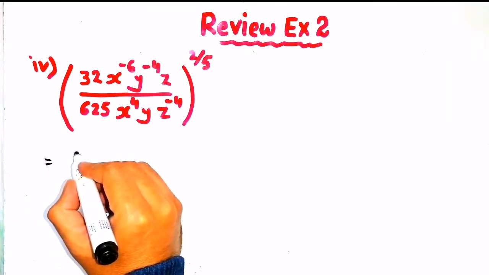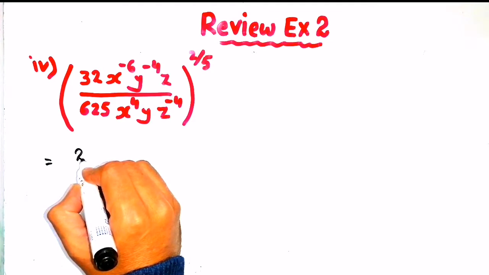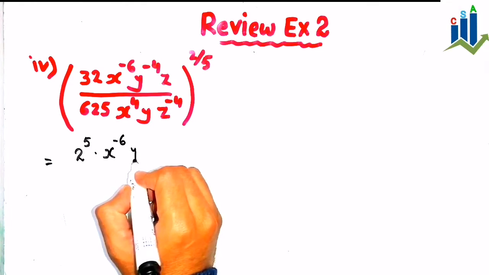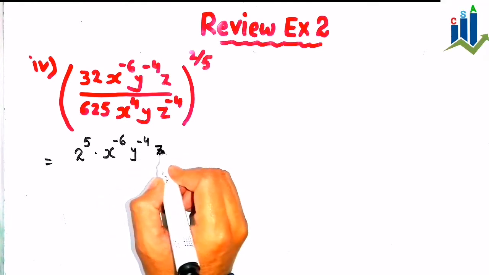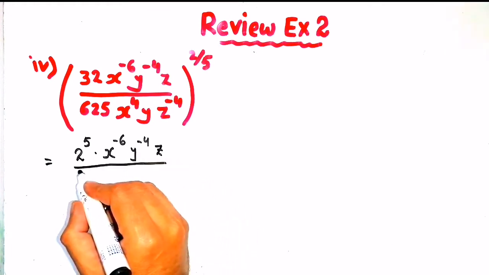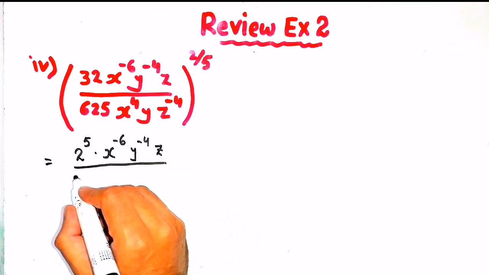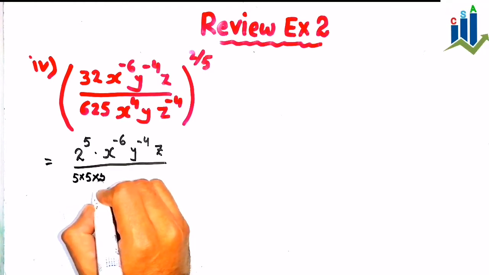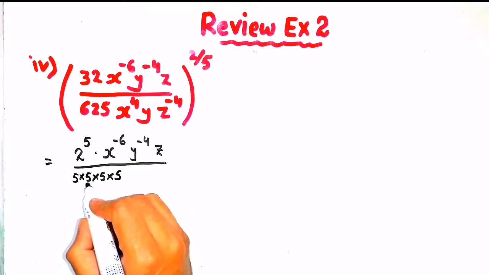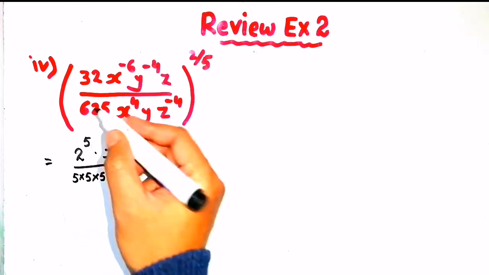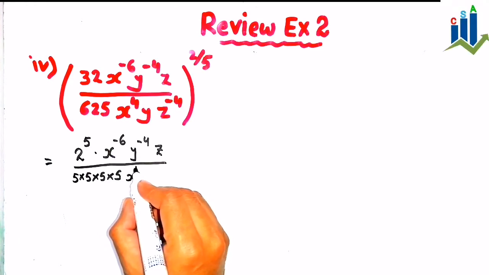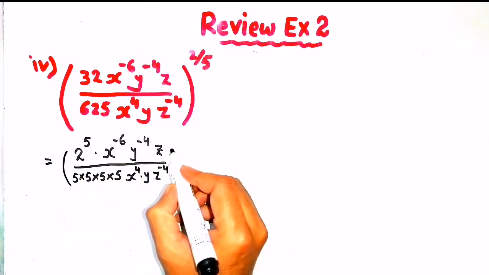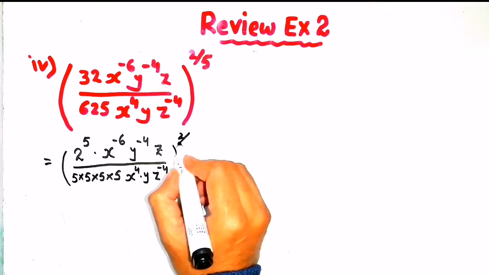We can simplify it as 32 can be written as 2 raised to power 5, x raised to power minus 6, y raised to power minus 4, and z. 625 will be 5 multiplied by 5 multiplied by 5 multiplied by 5. 5 fives are 25, so it will become 625. x raised to power 4, y and z raised to power minus 4, whole power will be 2 by 5.